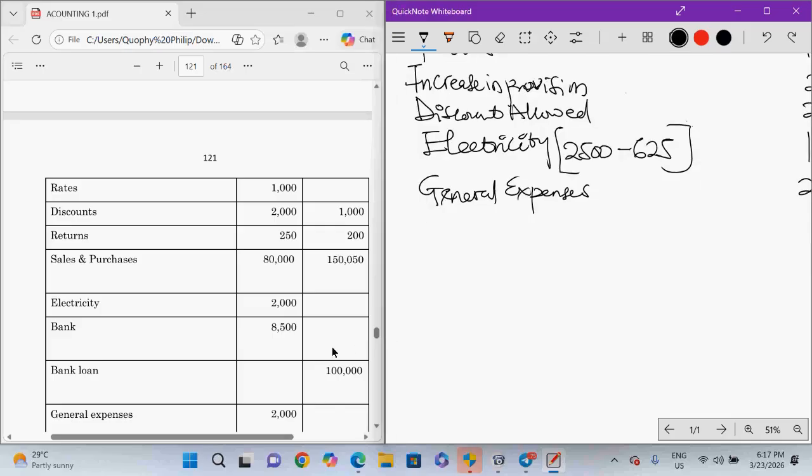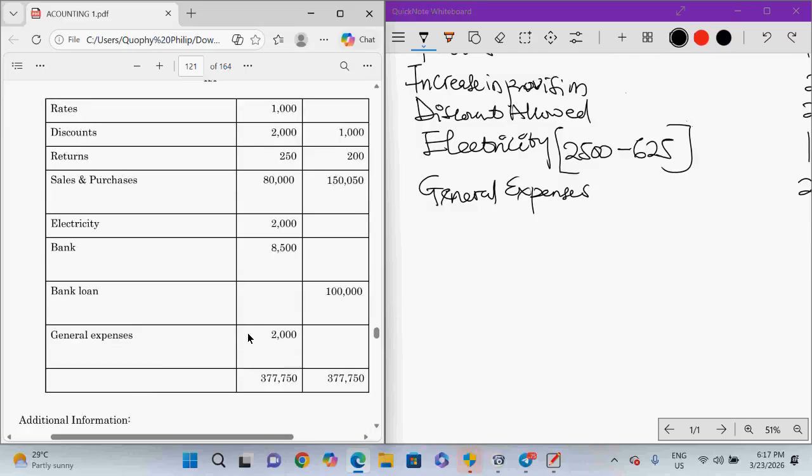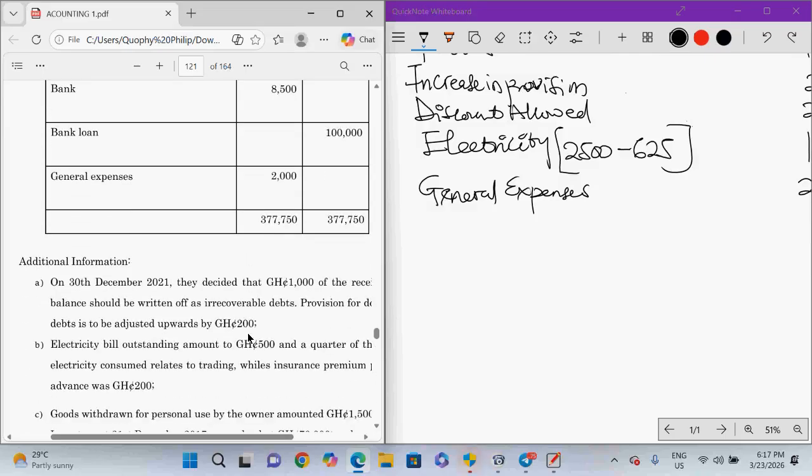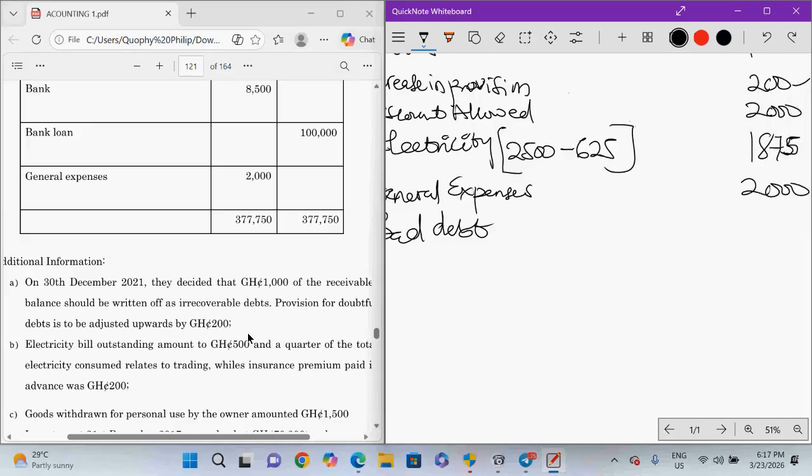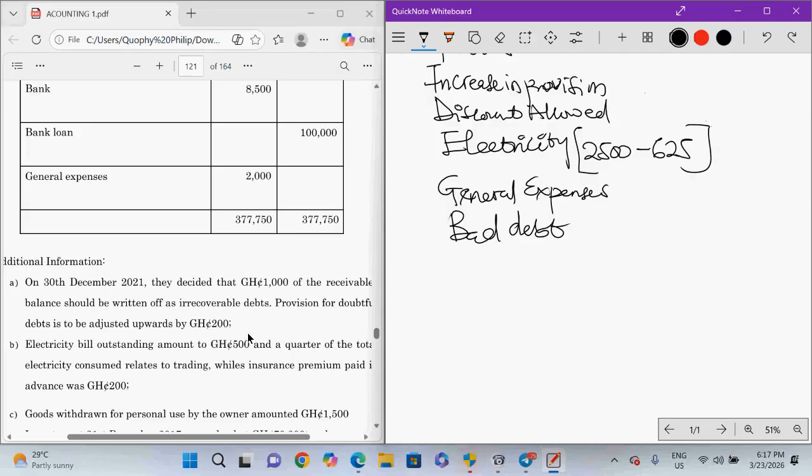And you say bad debt, Anna? Yes, sir. The bad debt will be treated twice. One in the trial balance. So where's the bad debt? 1,000. Bad debt will be treated twice if it is in additional information. It will be deducted from the receivables and it will be deducted from the operating expense as we are doing now. Okay, what else?